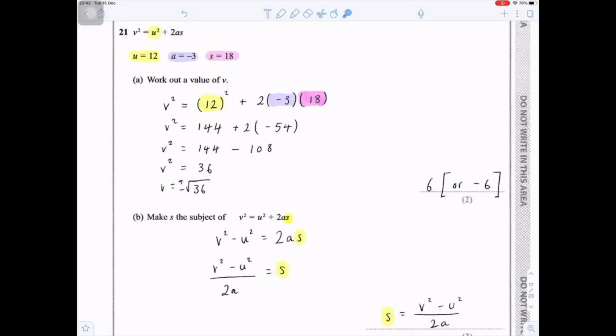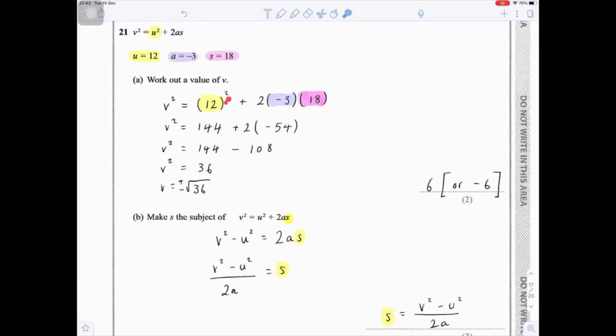So we want to substitute those numbers into the formula. So V squared is equal to, where we see U, we put 12 because U is 12. So it's 12 squared. And plus 2A. A is minus 3. Put the minus 3. Be careful, put it in brackets. And S, the displacement, is 18. You put that in brackets as well.